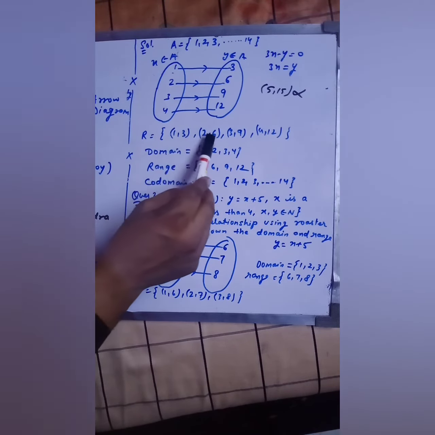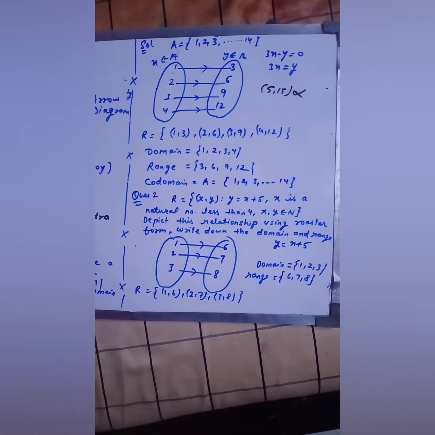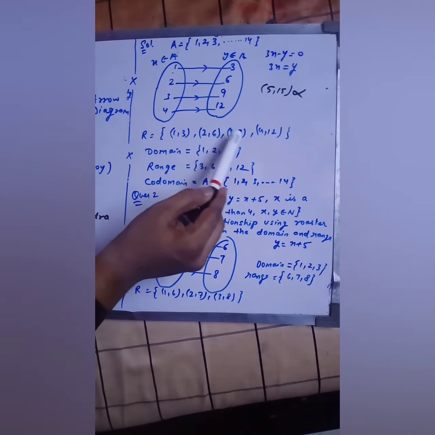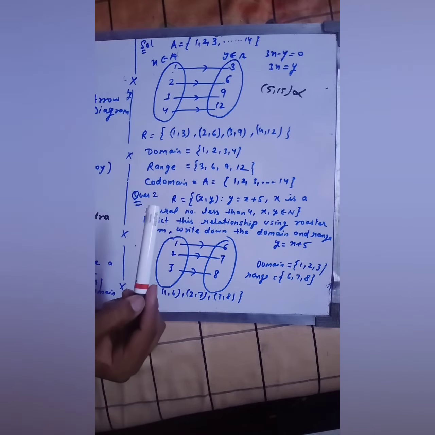And the 3, 6, 9, 12. 3, 6, 9, 12. This is called the range. So this is called the range of question number 1. The second element of this relation 3, 6, 9, 12 is known as the range of this given function.